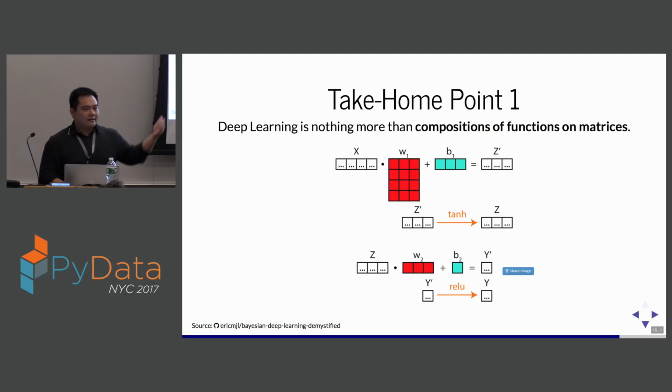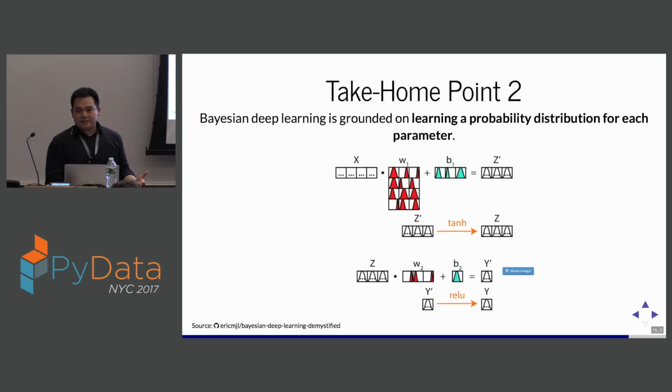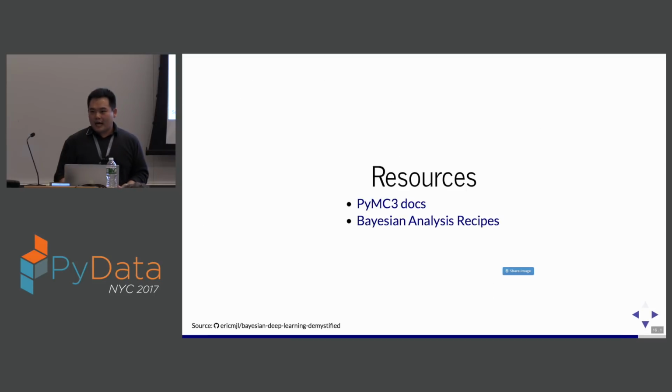All right, let's loop back. This is the first take-home point: deep learning is nothing more than compositions of functions on matrices. And this is the second take-home point, which is that Bayesian deep learning is nothing more than learning a probability distribution on each of those parameters. And I've shown you how that happens with PyMC3 code.